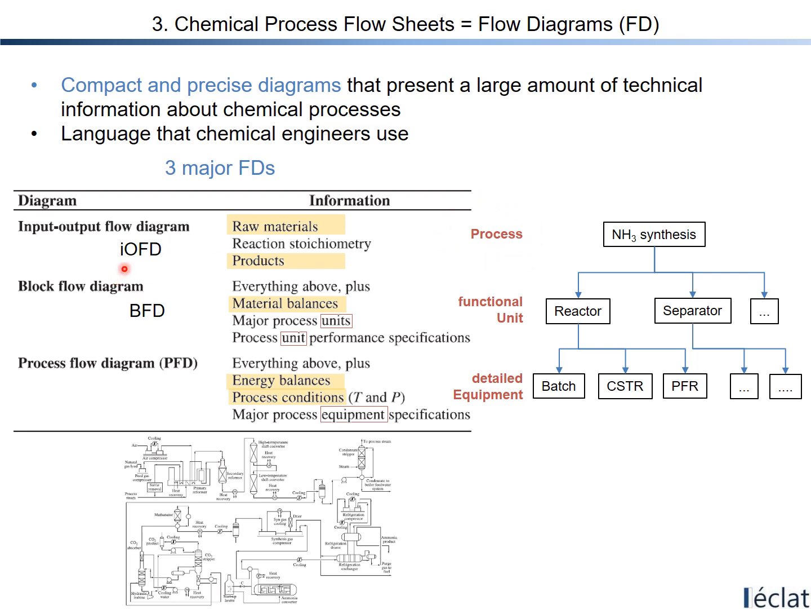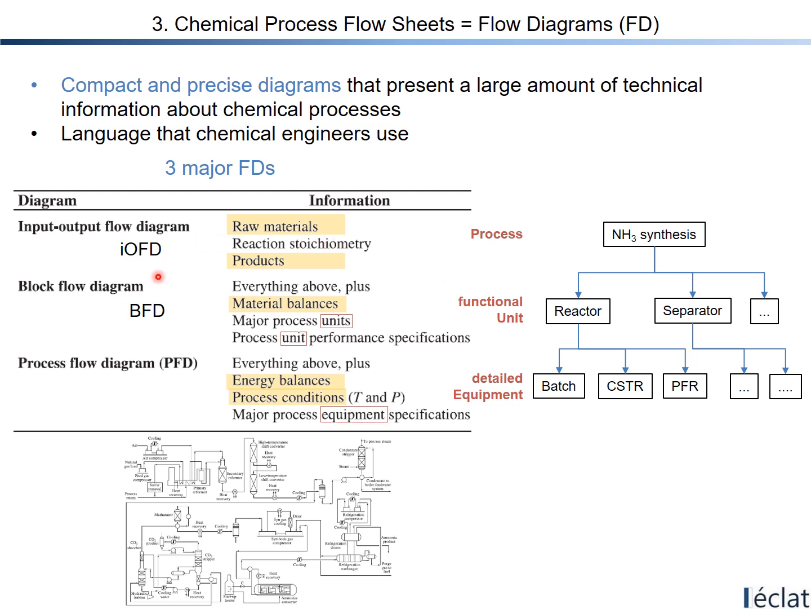So the input-output flow diagram describes our process at the level of the overall, entire process. The required information for making the input-output flow diagram is about input, which is raw materials, and output, which is products, and the relationship between input and output, which is the reaction stoichiometry. Again, three things: input, output, and the relation between input and output for IOFD, which is the entire process level.